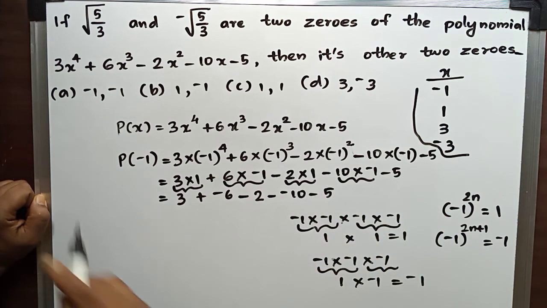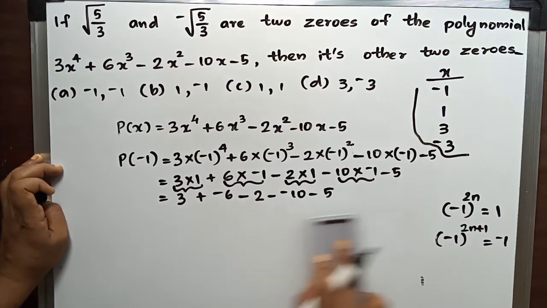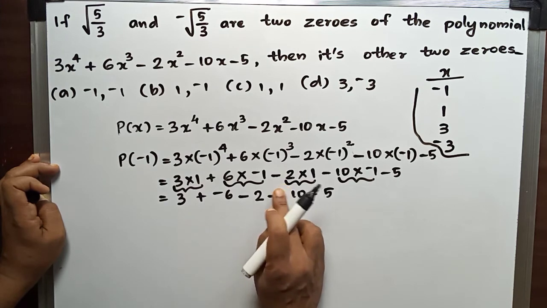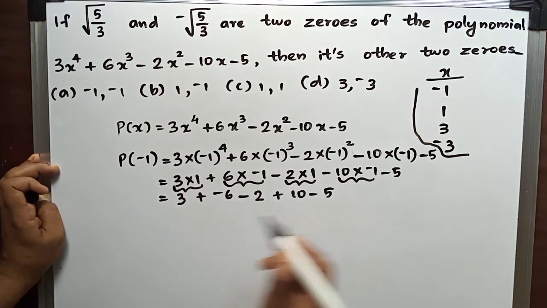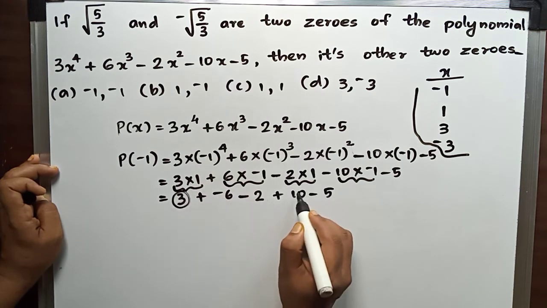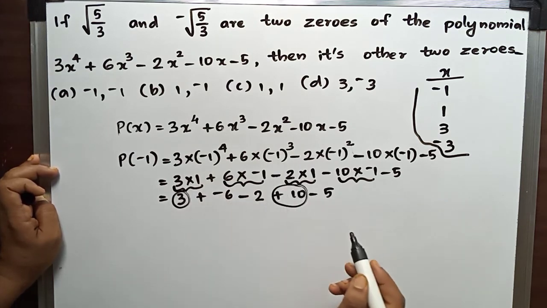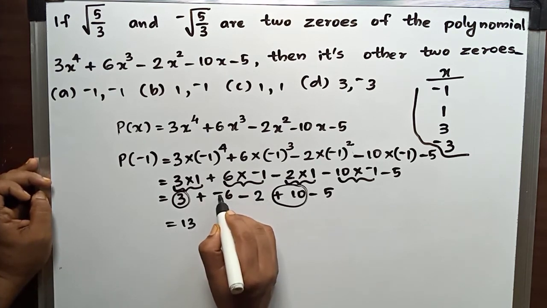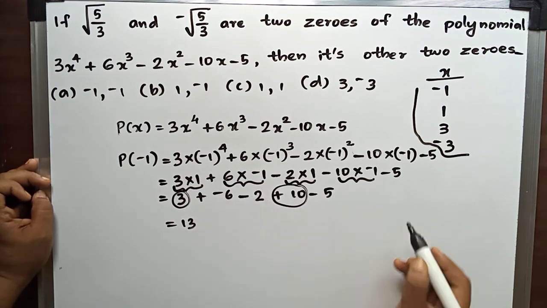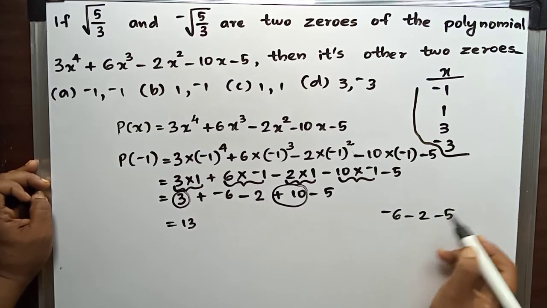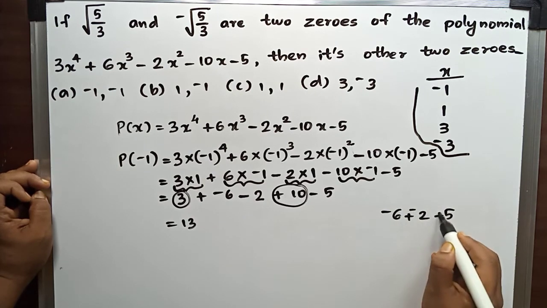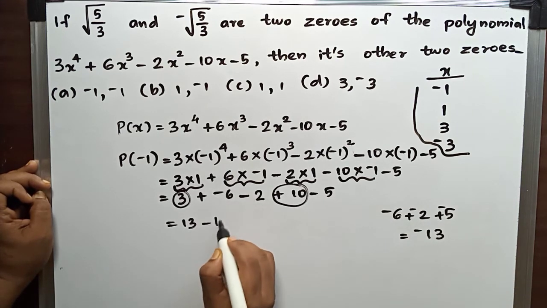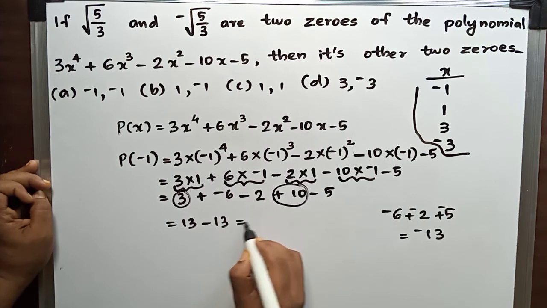Now here, minus of minus means it is plus. Now first we will add the positive numbers 10 and 3, 13. Then we will consider the negatives. Here minus 6, minus 2, minus 5, which is actually minus 6 plus minus 2 plus minus 5. Right? It is minus 13. So here 13 minus 13, 0.